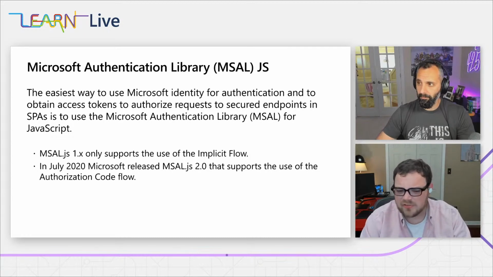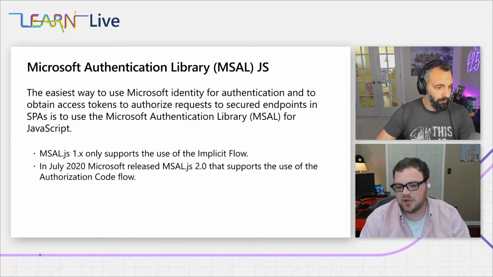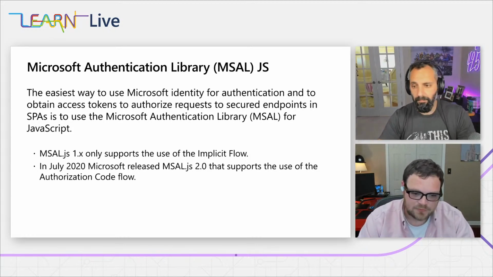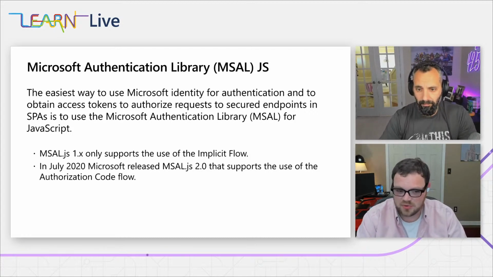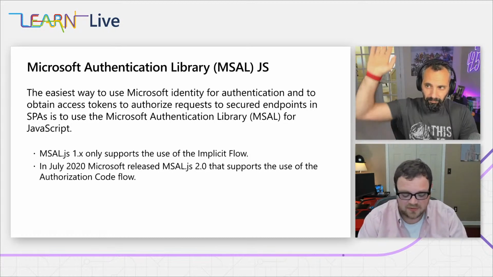So there's an MSAL for most major languages, most major platforms, be it JavaScript, .NET. There's a preview MSAL for Go. There are all sorts of different MSALs for Java, for Node, for all sorts of different platforms. But the key is that the MSAL library comes in two versions. So there's an older version called MSAL 1.x, and that handles something called implicit flow. And we're going to talk about that here in a few minutes.